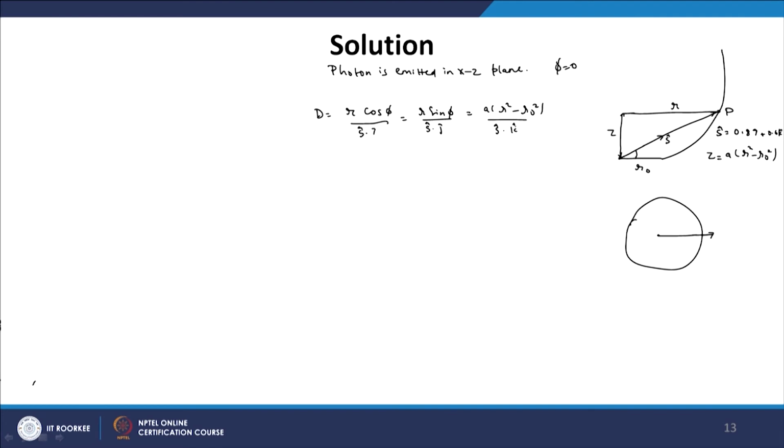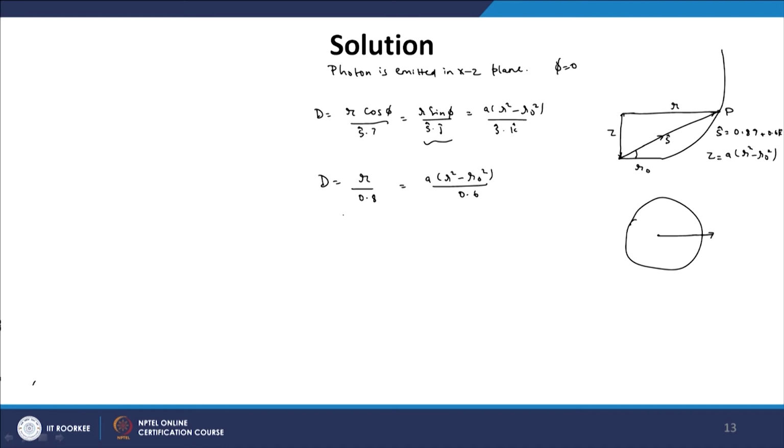Okay. Now, the photon is emitted in the xz plane, so this we are not interested in. So, we get D is equal to r, phi is equal to 0, s dot i cap is nothing but 0.8, and this will be equal to a times r square minus r naught square, and s dot k cap is 0.6. Okay. So, from this we can calculate the distance d as well as we can calculate the radius r.